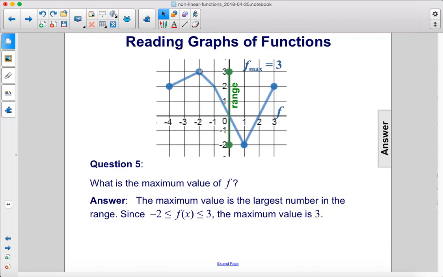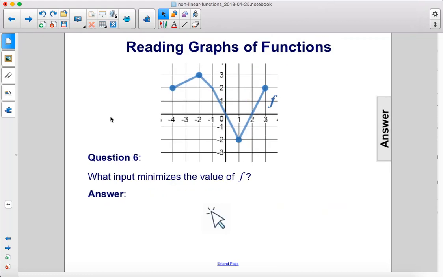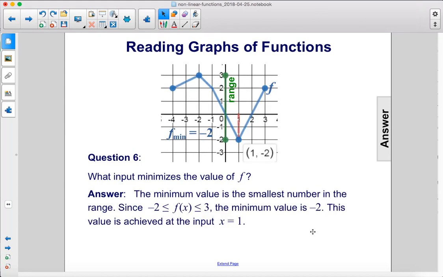It's right here. What input minimizes the value of f? The minimum value is the smallest number in the range. Since -2 is less than or equal to f of x, which is less than or equal to 3, the minimum value is -2. This value is achieved at the input x equals 1.